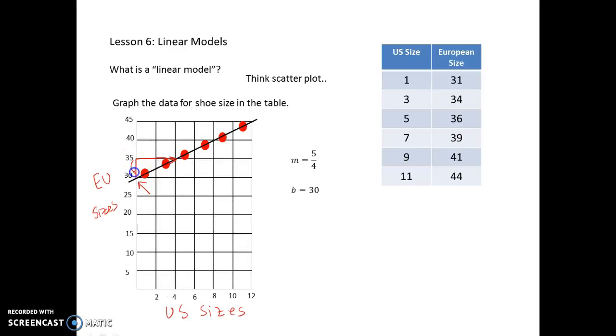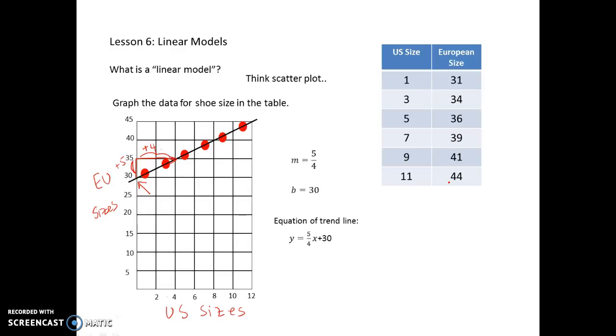But 1 box is how many sizes? It's 5 sizes. 1 box to the right is how many? It's really 2 US sizes. So plus 2, that gives me a plus 4. And that's where those numbers came from. So this will give me an equation of that trend line. Y equals 5/4 x plus 30.